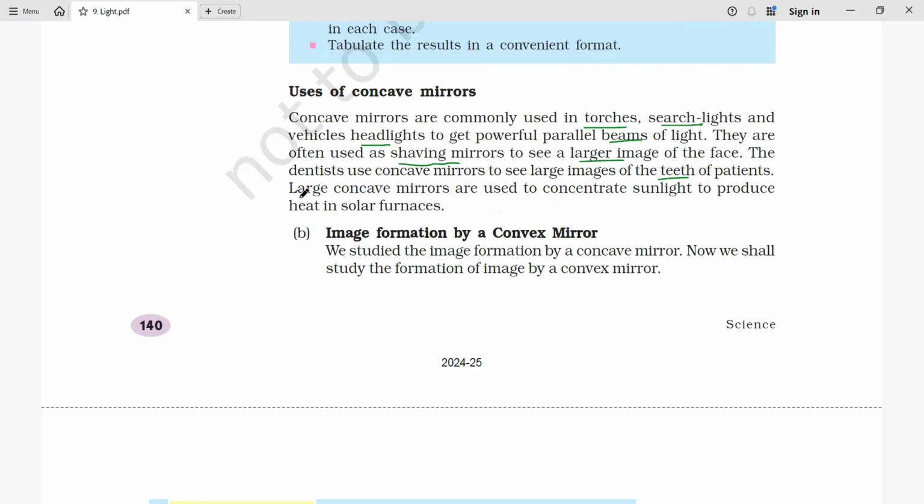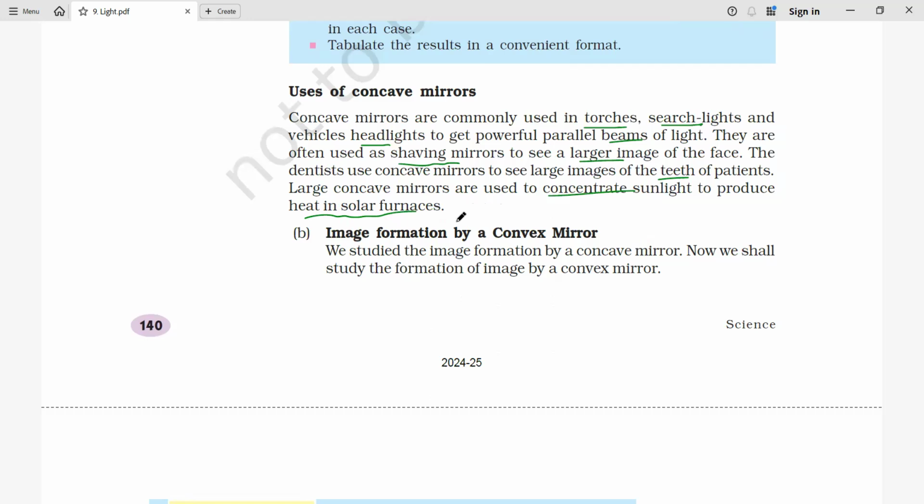Whenever we require a large image, or a parallel beam of light as in a searchlight, concave mirrors are used, and also in shaving mirrors. Large concave mirrors are used to concentrate sunlight to produce heat in solar furnaces, which can be used for cooking too. The aim is that all parallel beams of light, after reflection, should pass through the focus. So till now we have seen concave mirrors.